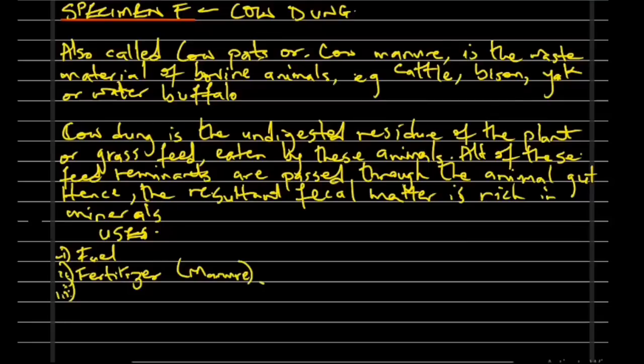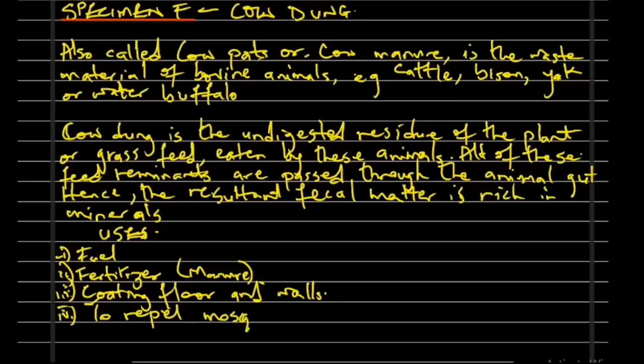They are also used in coating floors and walls. Yes, people actually use them to coat, particularly mud clay houses. They use the cow dung to coat the floors and walls. And other uses include the repellent of mosquitoes. There are special ways in which they are processed for all of these functions. So that is what we want to say about the cow dung.